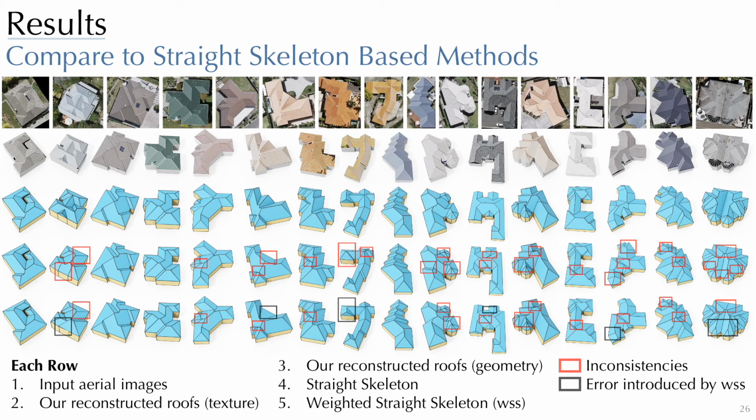We then apply the weighted straight skeleton method to try to fix those inconsistencies by tuning the edge weights. The results are shown in the last row. The black box shows the errors that are introduced by the weighted straight skeleton. As a comparison, the roofs that are constructed using our method are more consistent with the input image and topologically right.